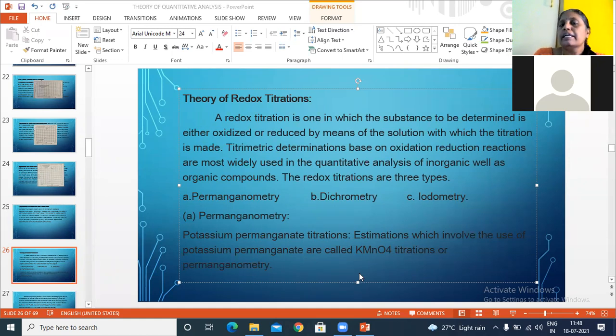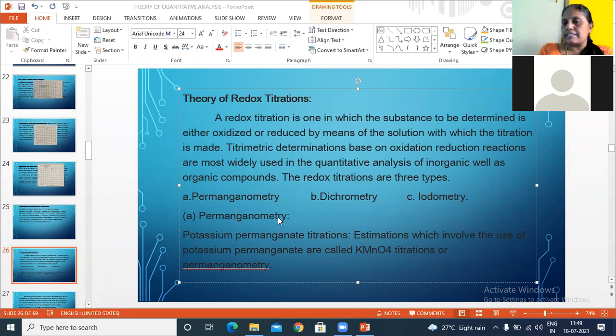Titrimetric determinations based on oxidation-reduction reactions are mostly used in the quantitative analysis of inorganic as well as organic compounds. So titrimetric determinations, that means using titrations, if you want to find out a substance, either in oxidation or reduction reactions, mostly we can use it. Quantitative analysis means the quantity which we have to find out using that analysis. That is possible in both inorganic and organic compounds, in which both oxidation and reduction reactions take place.